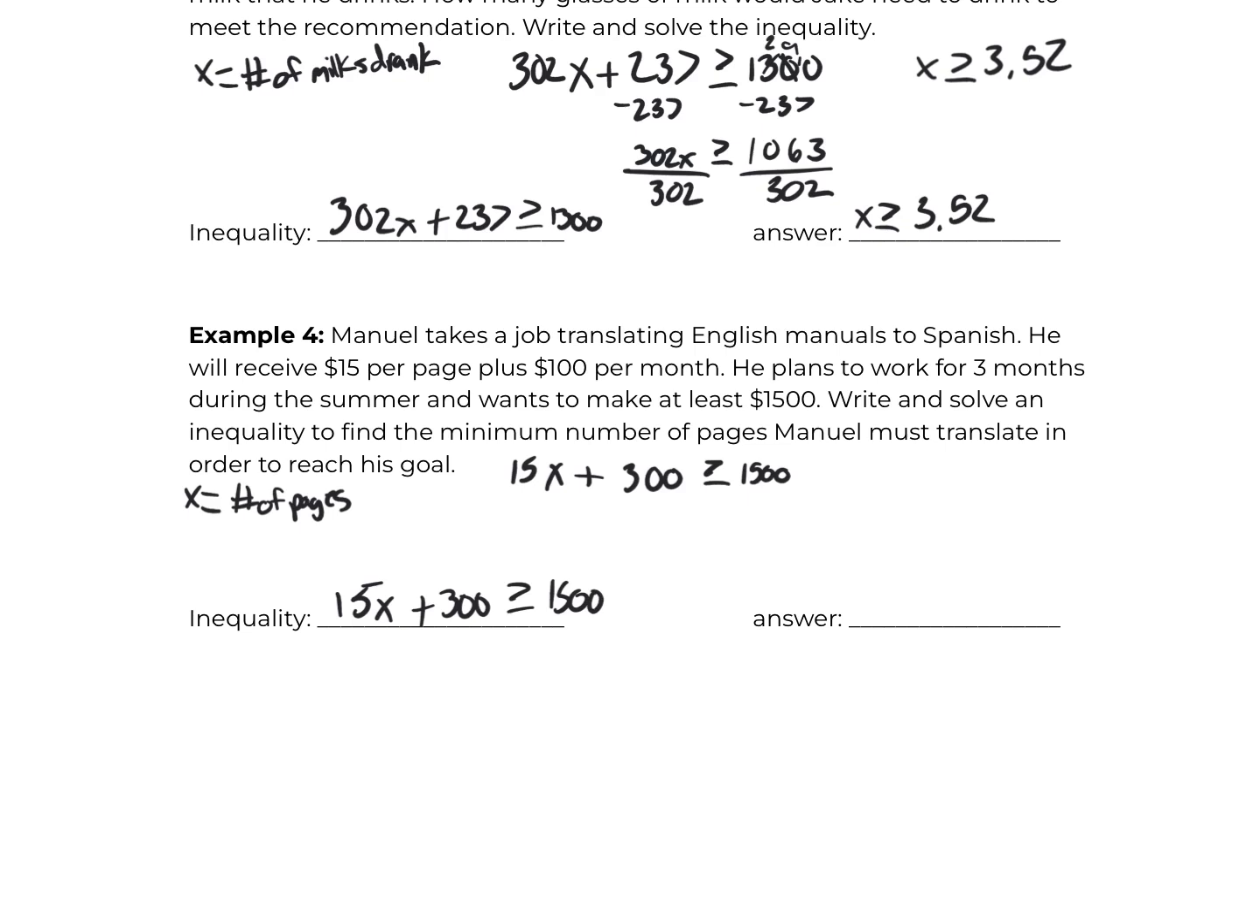All right, so the first step, of course, is to subtract the 300 from both sides. So that's 1,200. 15x is greater than or equal to 1,200. So we divide both sides by 15. And we get that x is 80. He needs to translate at least, at minimum, 80 pages. He can go more than that, but at minimum 80.